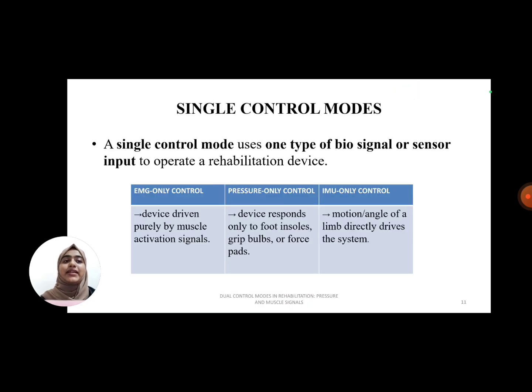So, as I said, single control modes only use a single type of biosignal or sensor input to operate your rehabilitation devices. It can be of any type like EMG only control, pressure only control, or IMU only control. In EMG only control, we will have a device which is driven purely by muscle activation signals. For pressure, the device responds only to foot insoles or grip bulbs or force pads. And the third one is IMU only control, where the motion or angle of a limb directly drives the system.